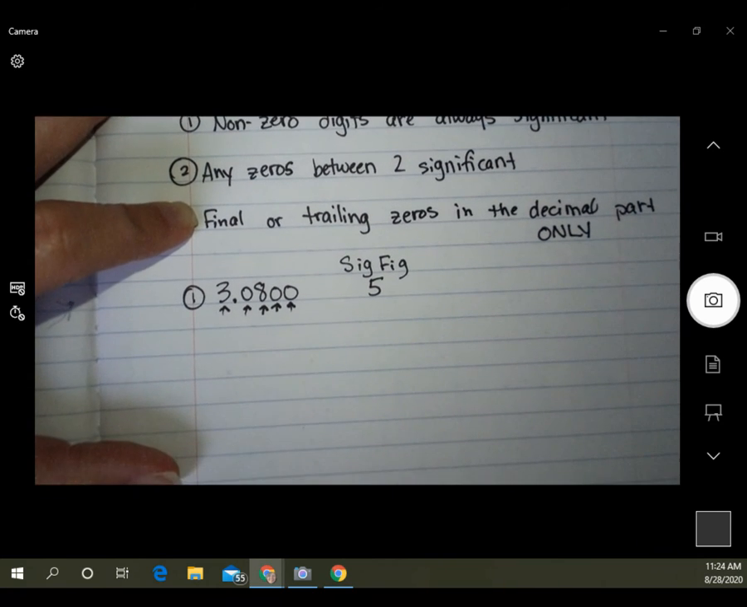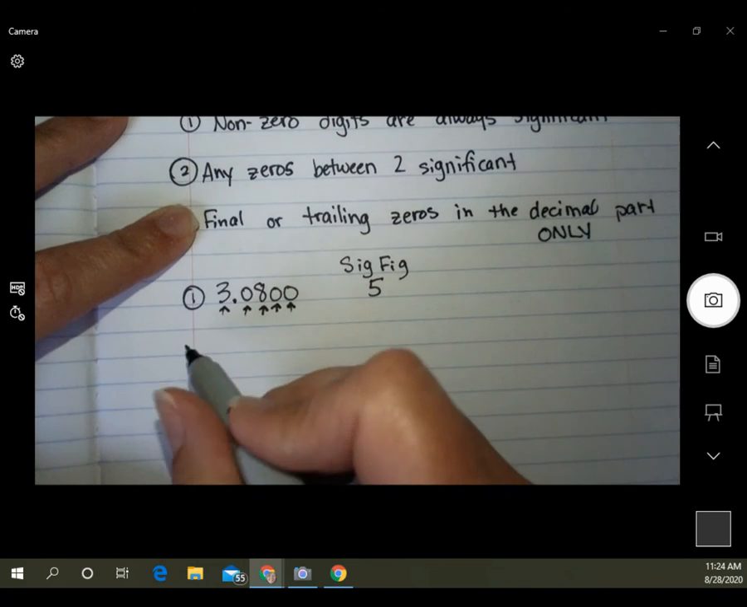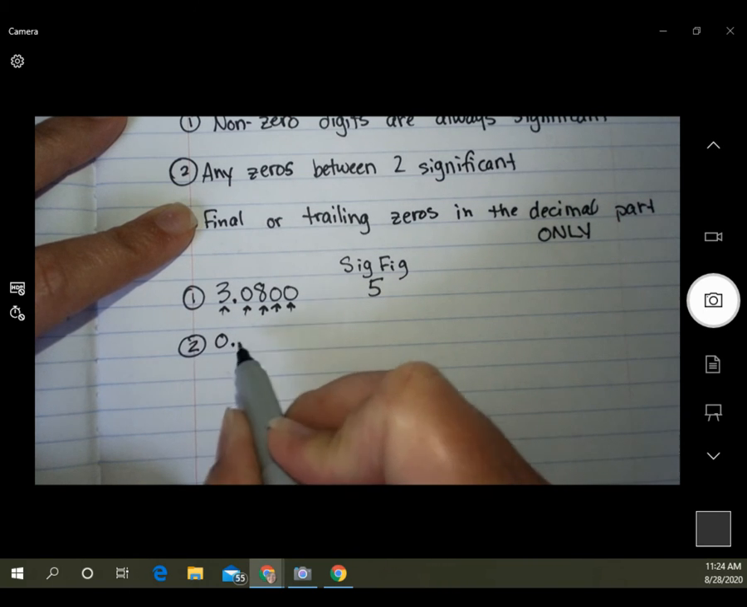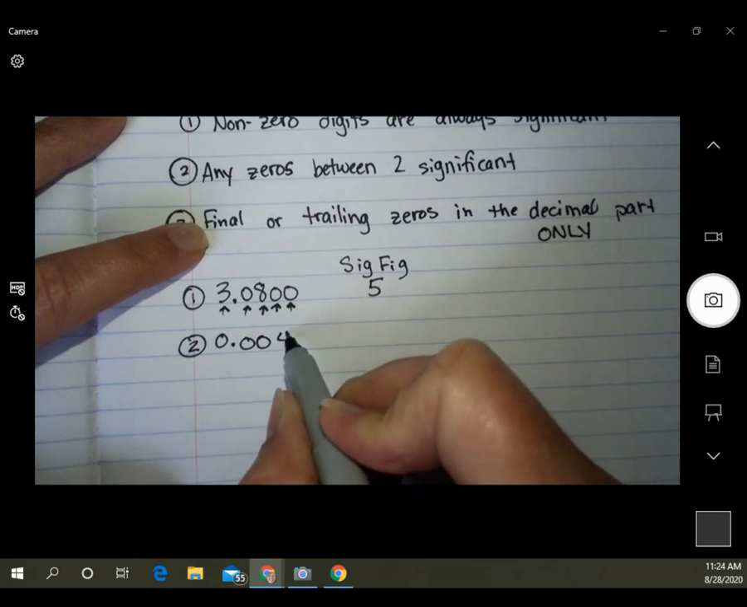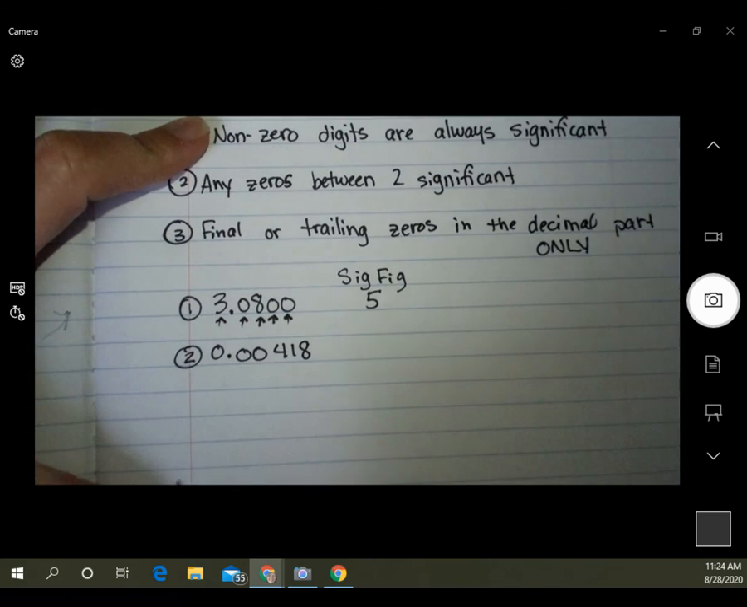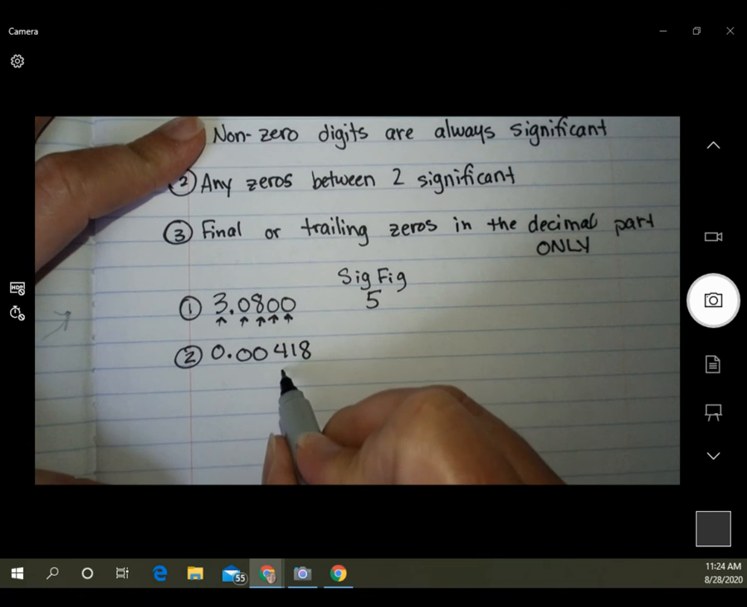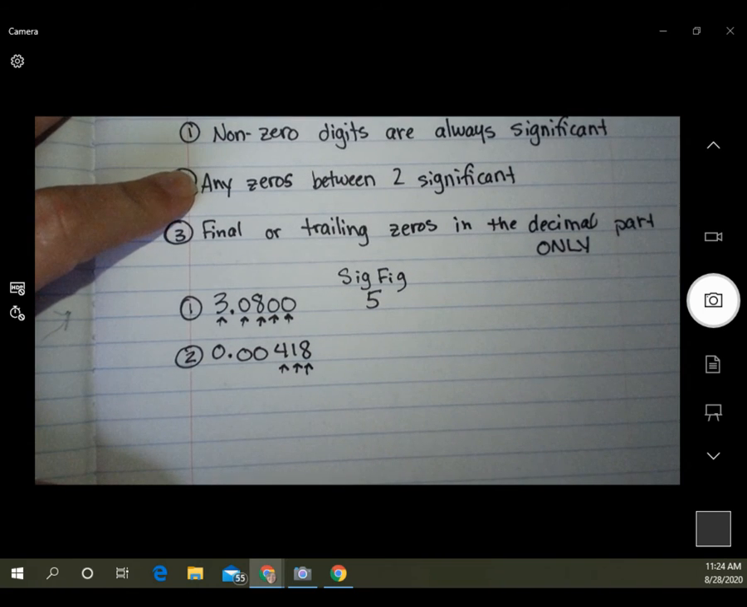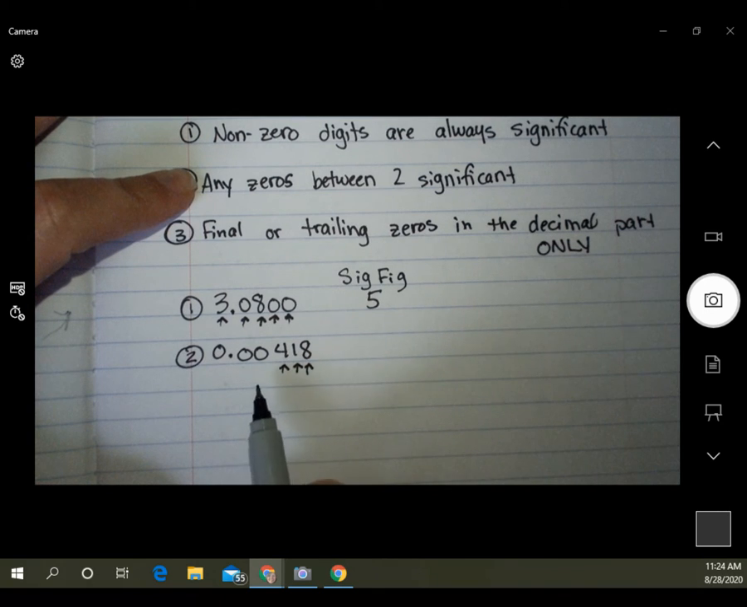All right, let's do another one. Number 2 is 0.00418. So we're going to go back to our rules again. Non-zero digits are always significant. So the 4, the 1, and the 8. Next rule, any zeros between two significant, well, there's nothing in between.